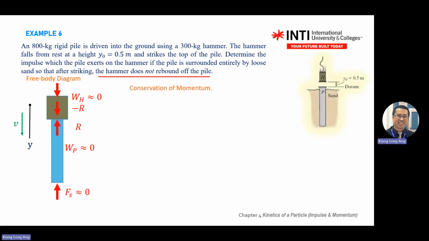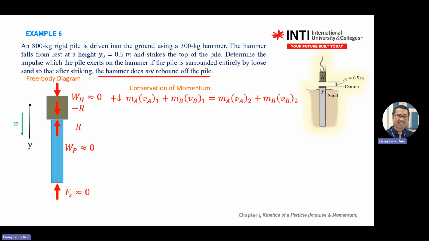So in this case, the conservation of momentum we use, right? Why is the hammer's velocity 0? Because it already sticks together with the pile. The hammer, when they hit, doesn't rebound off, meaning they already meet together. It becomes one body already, one particle. So W becomes 0.